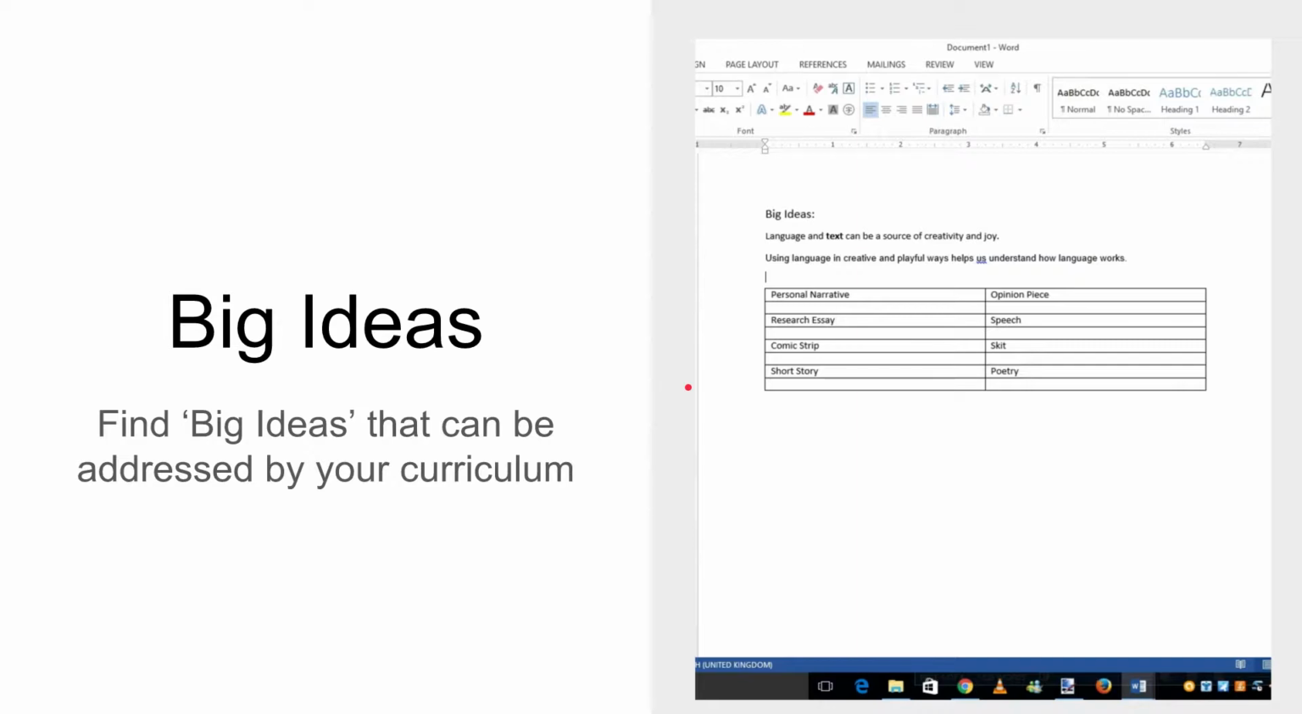Then, onto my document that I opened, I looked at the BC curriculum website, and I found in those circles at the top of the page the big ideas that I thought I could address in my writing curriculum. For me, it was that language and text can be a source of creativity and joy, and using language in creative and playful ways helps us to understand how language works. I later on added another big idea of my own for the unit that you'll see coming up, but I just wanted to take as much as I could from the website to look at and to work with as I moved forwards.